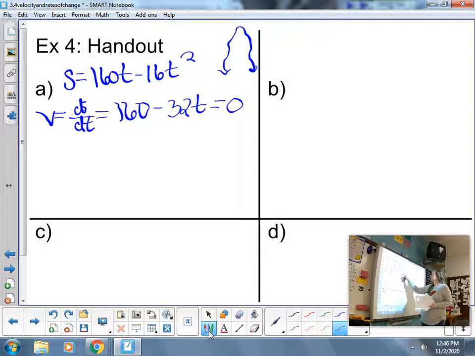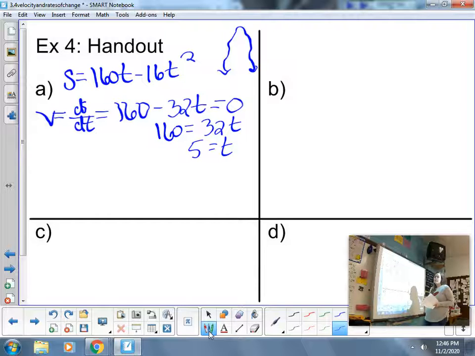So if I solve this equation, I'm going to add the 32t to both sides. I have 160 equals 32t. Divide both sides by 32, and t is equal to 5. So t is a time; this is actually 5 seconds. It takes this rock 5 seconds to reach its highest point. But to actually find how high it goes, I have to find s of 5.